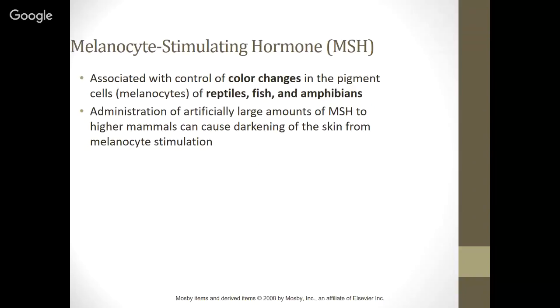Melanocyte stimulating hormone, or MSH, is associated with the control of color changes in the pigment cells, or melanocytes, of reptiles, fish, and amphibians. Administration of artificially large amounts of MSH to higher mammals can cause darkening of the skin from melanocyte stimulation.